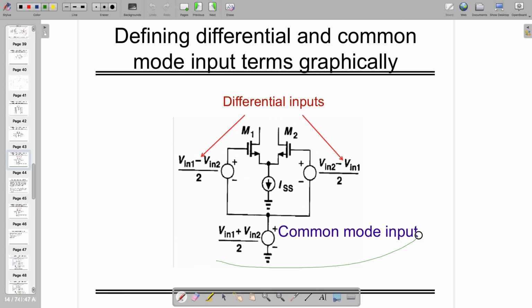this is going to be treated as common mode input, and these two are treated as differential input. So any way you can connect it and you can find out.